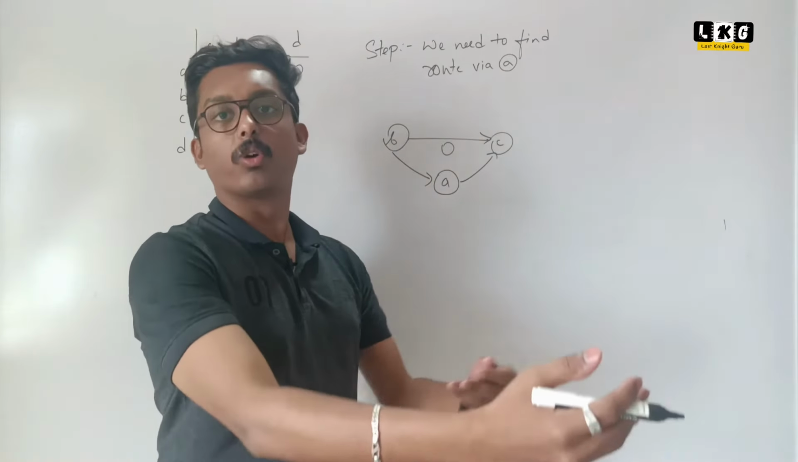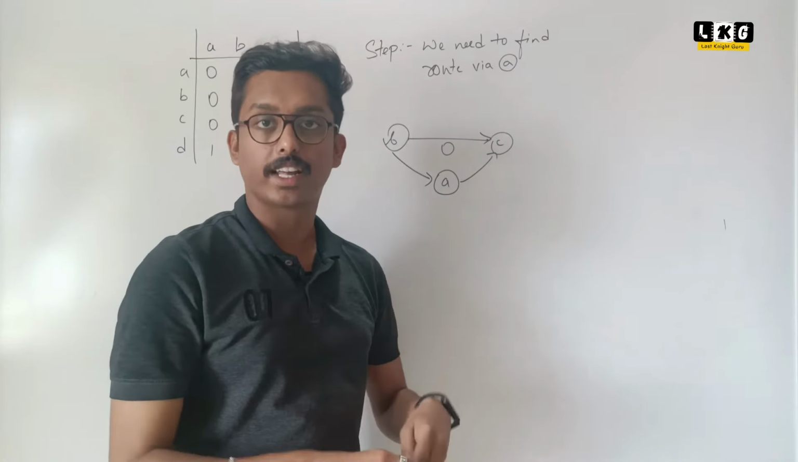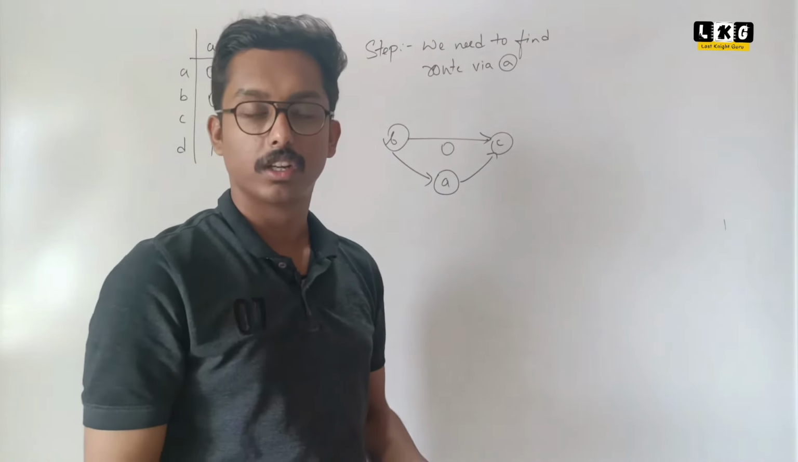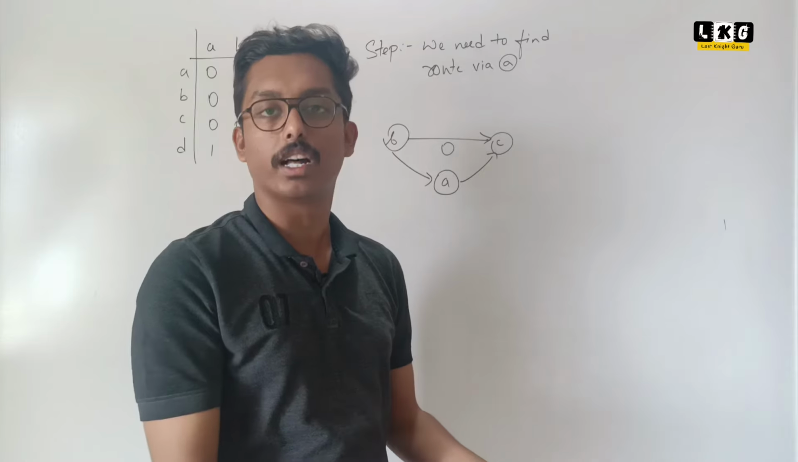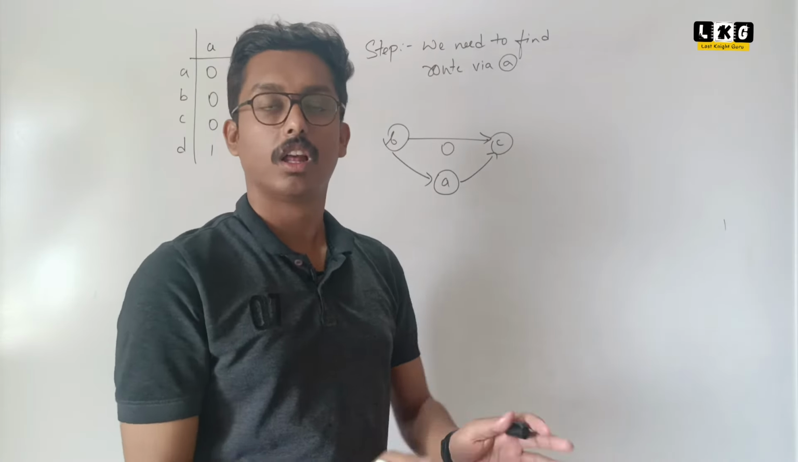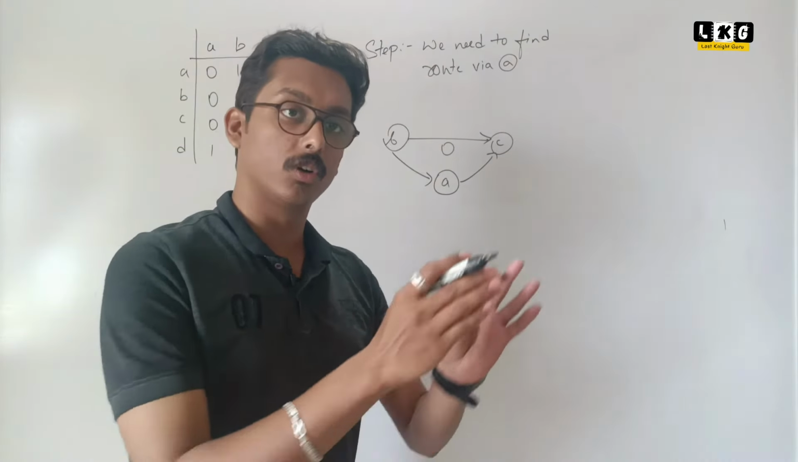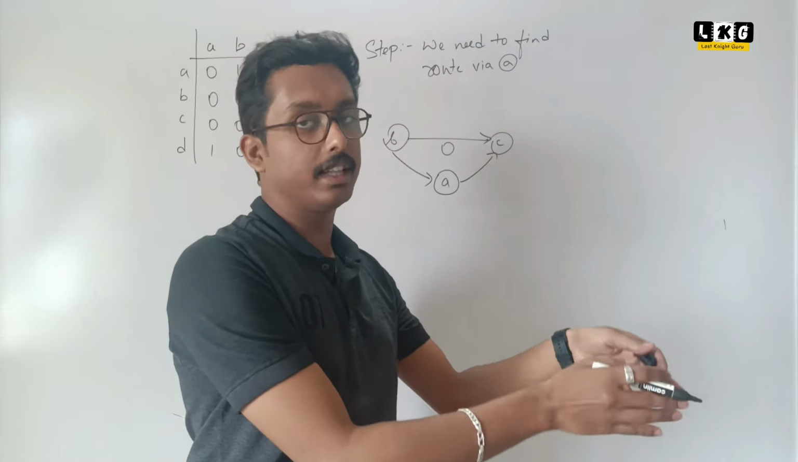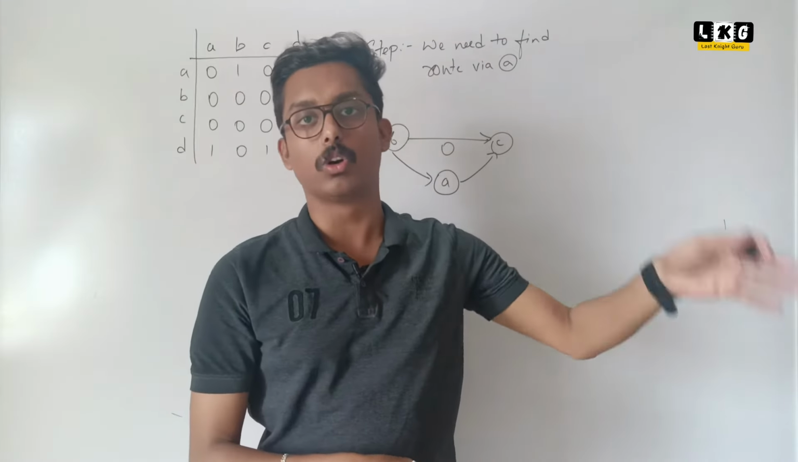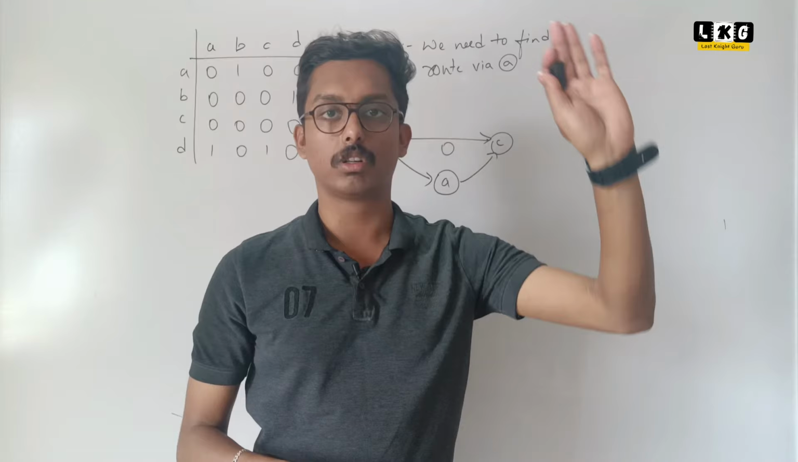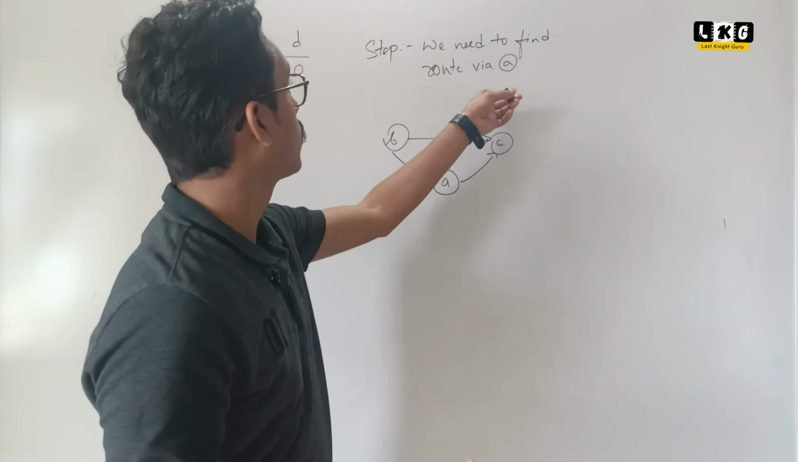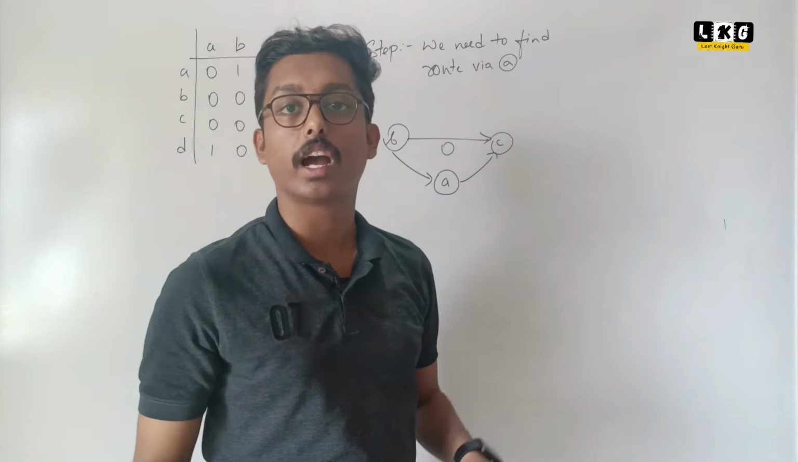So to go from one place to another, we check whether there is a direct route, a direct bus or a direct train. If there is no train, no path, no bus, what will we do? What is the alternate? Can we go to any other node, and is there any other path to that node? So same thing, we are going to find the route via A.